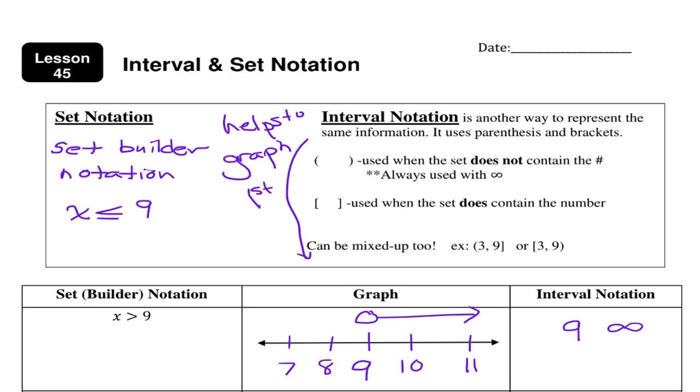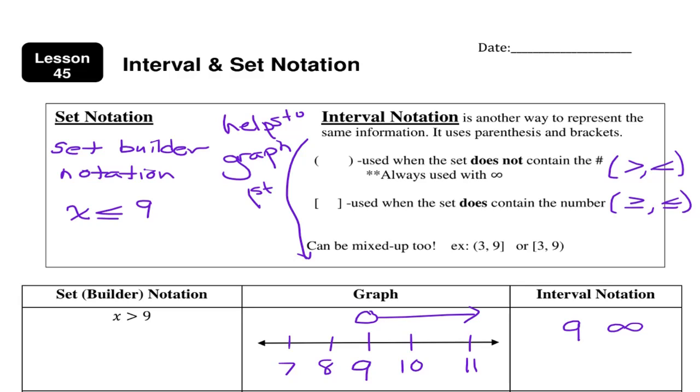So once I have the graph, I can see my graph starts at 9. It does not stop, right? It goes until infinity. I'm going to use parentheses when the set does not contain the number. So for example, if I'm using a greater than or a less than sign, and I only use parentheses when I'm using infinity, because really infinity is not a number, so my answer can't contain infinity because infinity is not a specific number. And then I'm going to use brackets when it does contain the number. So for example, if I'm using a greater than or equal to sign or a less than or equal to sign. And I can mix them up, right?